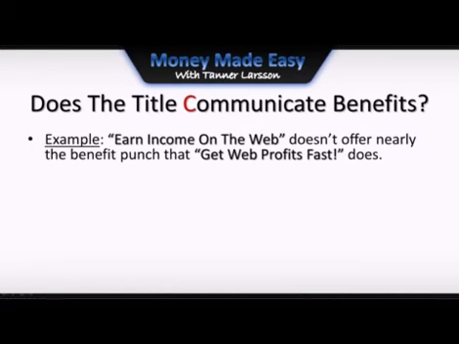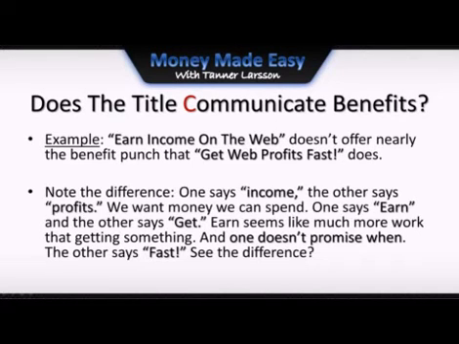Here's an example. Earn income on the web doesn't offer nearly the benefit punch that Get Web Profits Fast does. Okay, now note the difference. One says income, the other says profits. We want money we can spend, okay? Income sounds like you have to do something to get it, whereas profits just seems like it comes to you, right? One says earn and the other says get. Earn seems like work, and it's much harder to do than to get something. And one doesn't promise a win, and the other says fast, which gives an actual time of when it's going to happen. Fast. You see the difference between those two titles?